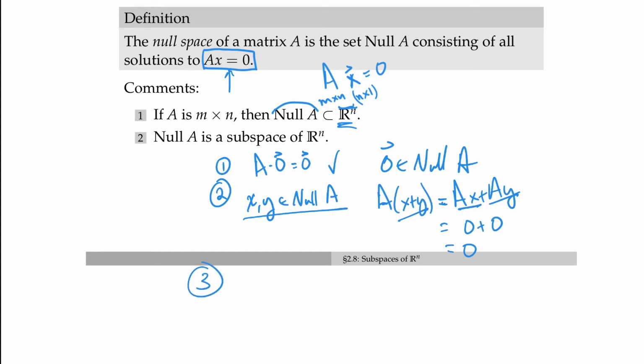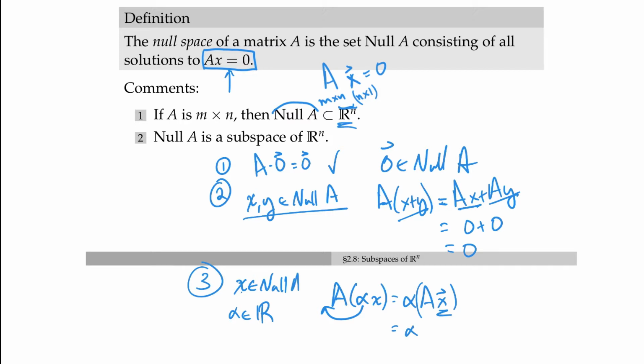And finally, three, if I take an arbitrary vector in the null space, and I take any real number alpha, I need to test that alpha x is also in the null space. Okay, well, let's consider A of alpha x. Again, by properties of matrix multiplication and scalars, I can pull that out front, like so. By assumption, x is in the null space, so this is alpha times 0, which of course is 0. So, not so bad.